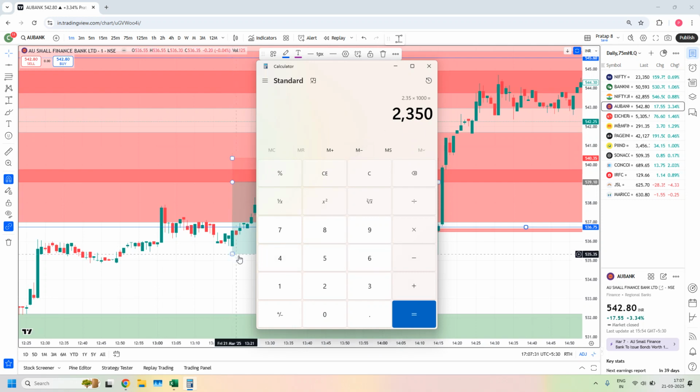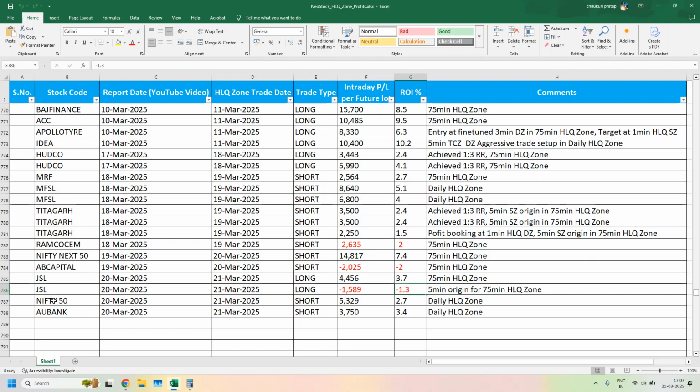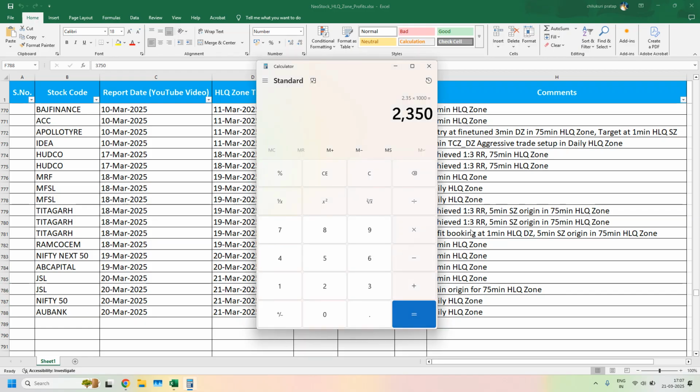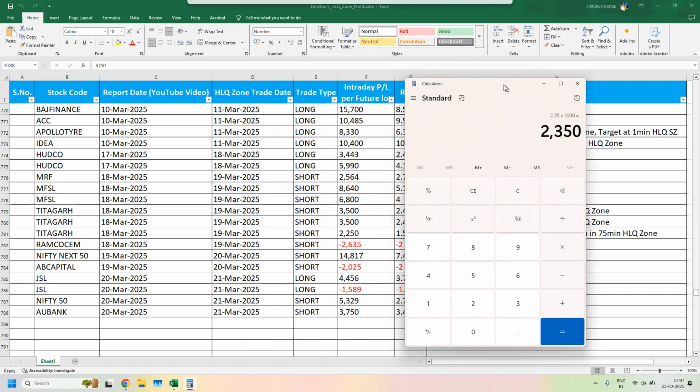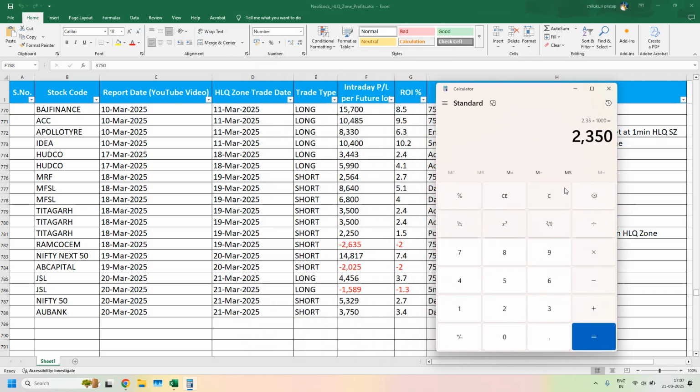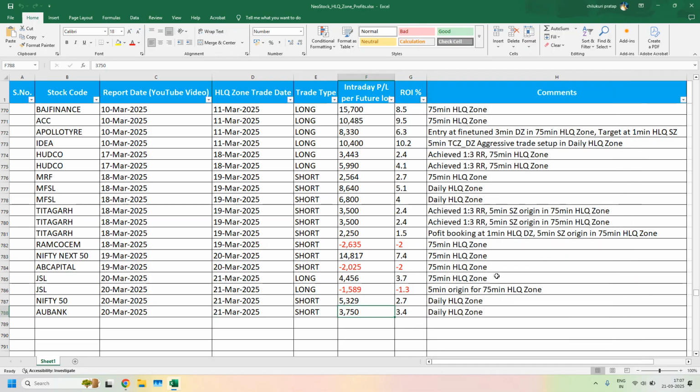But those who booked the profit at 1:5 RR in AU Bank would have got 3750. See, you still got profit, but maybe another 1200 rupees of profit margin you might have missed here. But something is better than nothing, right? So this is the reason why, after prices achieve 1:3 RR, those who don't book the profit should immediately enable the trailing stop.